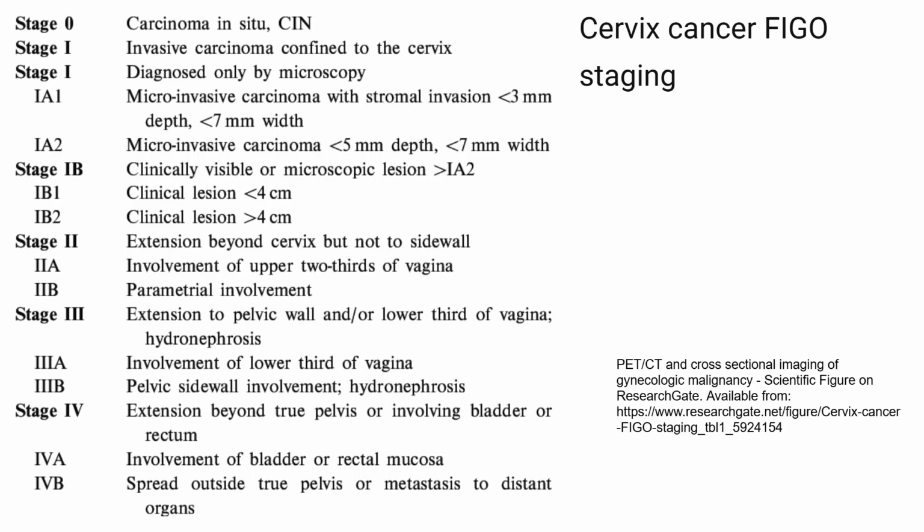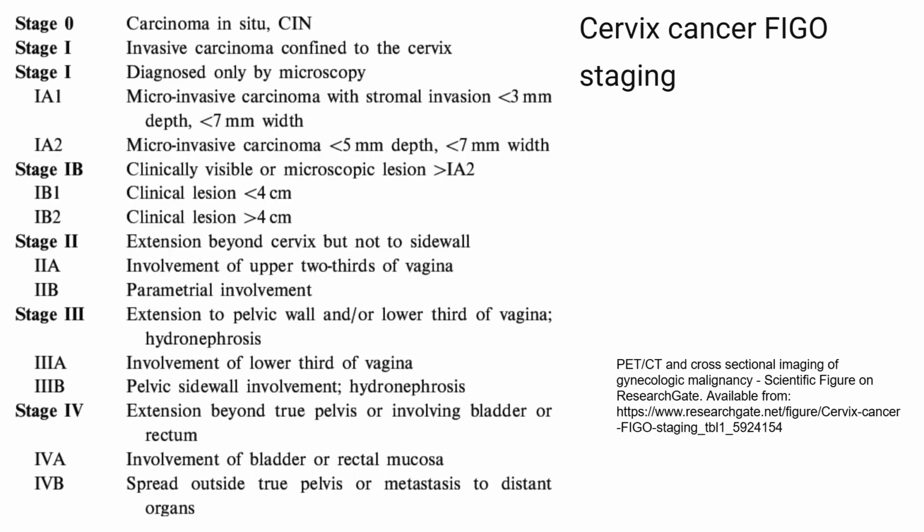Staging of cervical cancer is again by the FIGO, and the FIGO staging is from stage 0 to stage 4B depending upon the involvement of the neighboring tissues. Carcinoma in situ is stage 0. Invasive carcinoma is stage 1, and only diagnosed with the microscopy, but there are no other clinical evidences, stage 1 again.